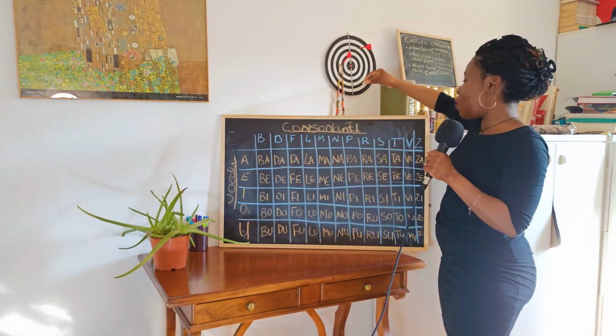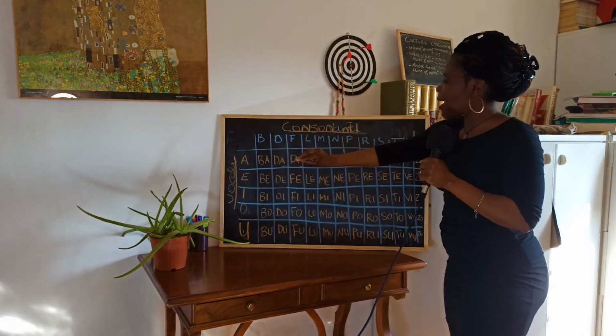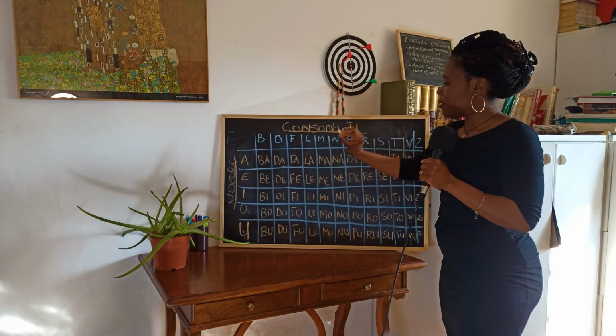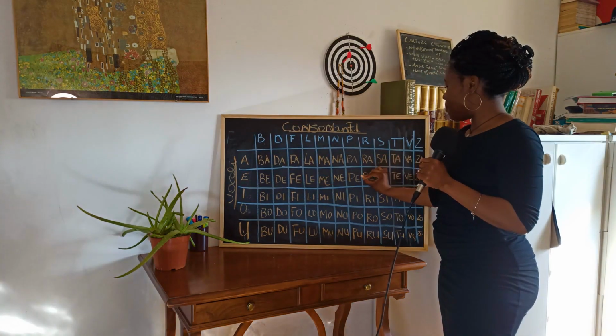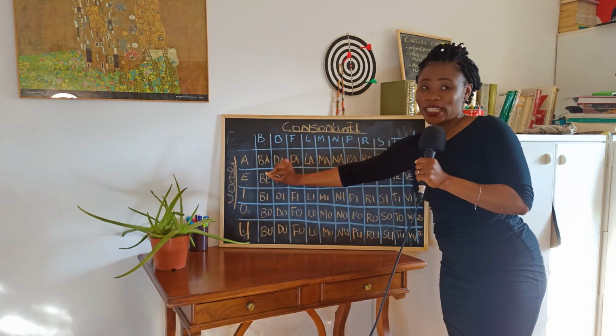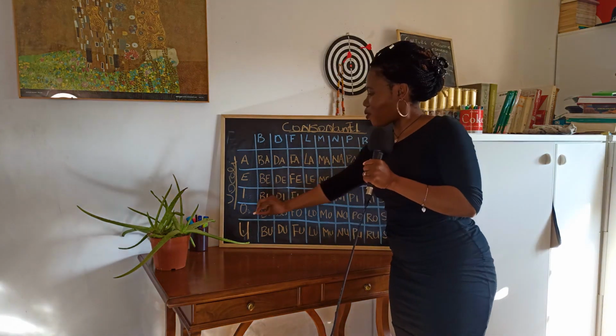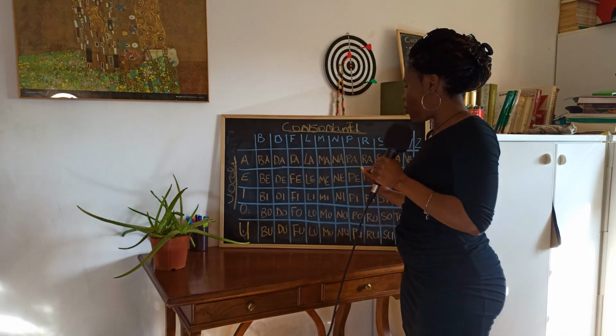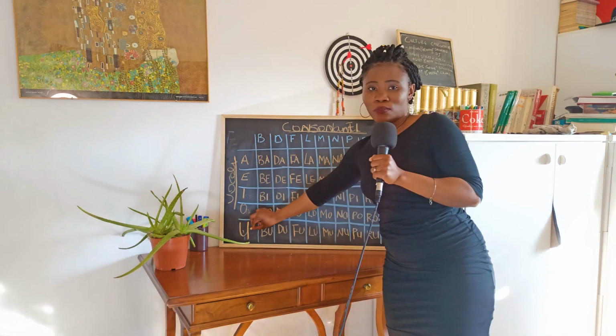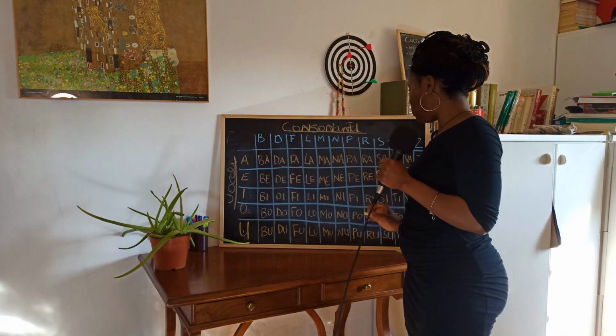Now, we will go to P. If I add A, it will be pa. If I add E, it will be pe. If I add I, it will be pi. If I add O, it will be po. If I add U, it will be pu.